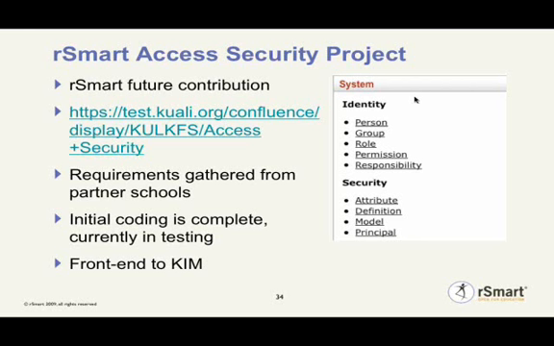Then we suspended the project while the RISE team was developing KIM, because there was no reason for us to duplicate the effort, and we might come up with something that's not compatible. After KFS 3.0 and RISE 1.0 were released, we resumed the effort in the fall of 2009 and began testing earlier this year. We haven't finished the coding, but we're in a testing cycle, and so we'll be able to show you a little bit of what we are working on. The initial requirements were gathered from the partner institutions that were interested in access security, such as CSU, UC, USC, Cornell, and University of Hawaii.